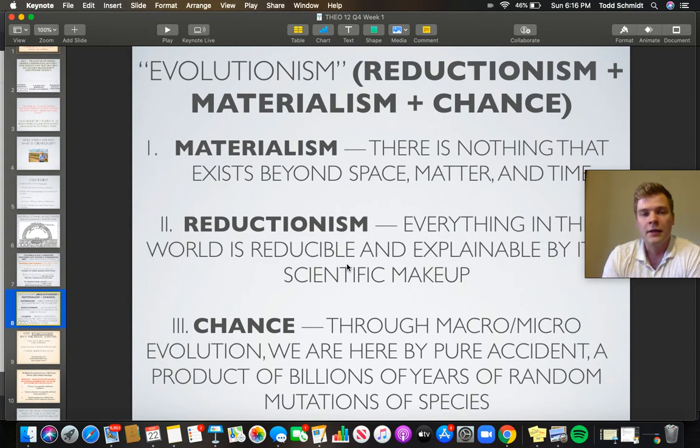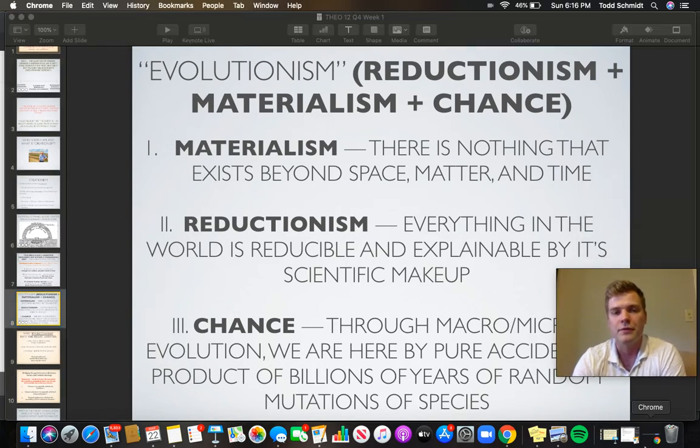Because of that, it's easy to see that the only cause of everything is just this meaningless construction of atoms that came about from sheer chance. Also, part of an evolutionist worldview is this idea called reductionism. So everything you do in this world is explainable by your scientific makeup, your brain chemistry, maybe even your psychology, and everything you do is ultimately explainable by that. Because, again, you're made of matter. There's nothing important or spiritual about you.